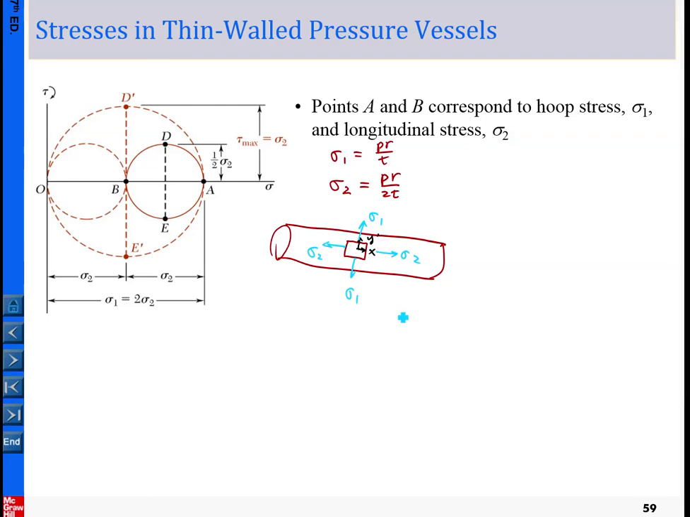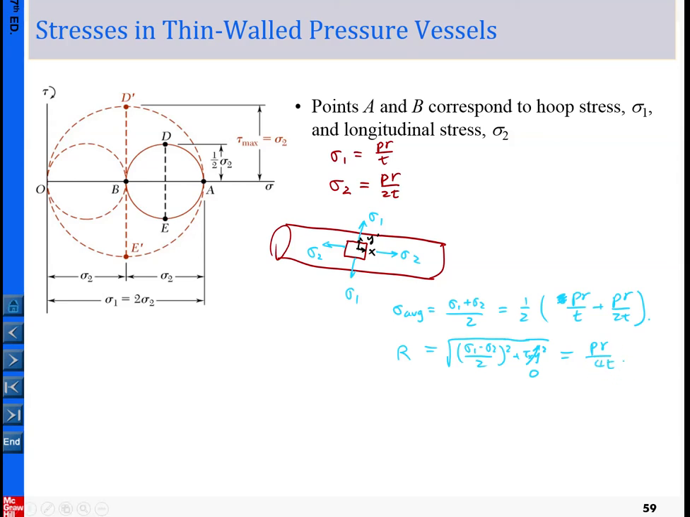The Mohr circle for the blue one: the average equals sigma 1 plus sigma 2 divided by 2, and that is 1/2 of PR over T plus PR over 2T. Okay, and the radius equals the square root of ((sigma 1 minus sigma 2)/2) squared plus tau xy squared, because again these are principal stresses, so tau xy equals 0. So this is PR over 4T. Okay, so from this case we can draw the Mohr circle, and that Mohr circle actually corresponds to this case.